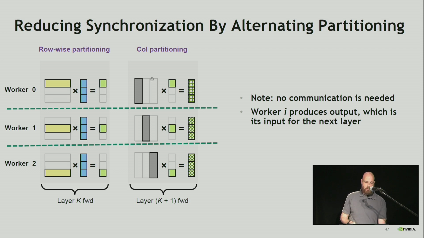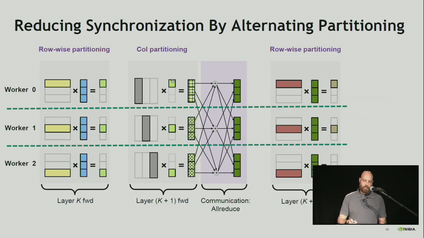And one observation to make here is that now in this situation, the output produced by worker 0, the top green third of the output, is really all that is needed as input for the next layer. So you avoid communication in this particular case. You will need communication afterwards, as we'll see in the next slide. But the idea here is that you reduce the number of synchronizations that are needed, which is a nice benefit.